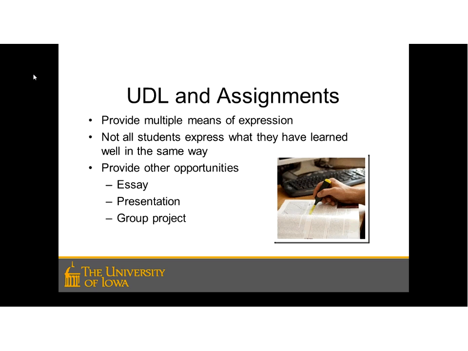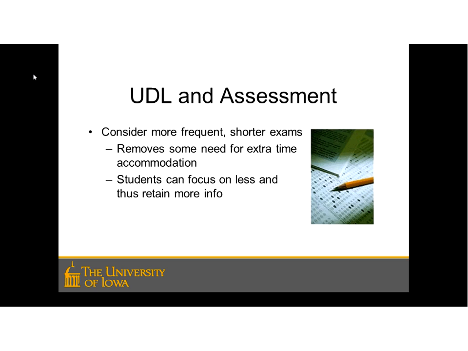The next step showed us a little bit about assignments and how to make our assignments universally designed by allowing multiple means of expression. Again, not all students learn the same way. So providing choice or multiple opportunities for students throughout the semester could be beneficial, whether that's an essay, presentation, group project, or other projects. So there are two ways to do that: providing a choice for students so they can choose what type of assignment they want to do, or providing different types of assignments throughout the class can be helpful there. And then assessment.